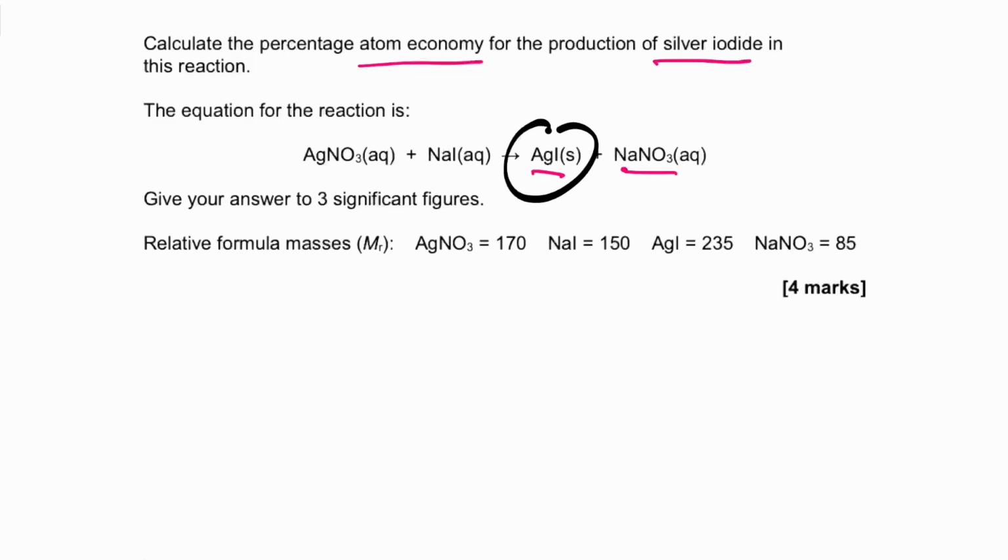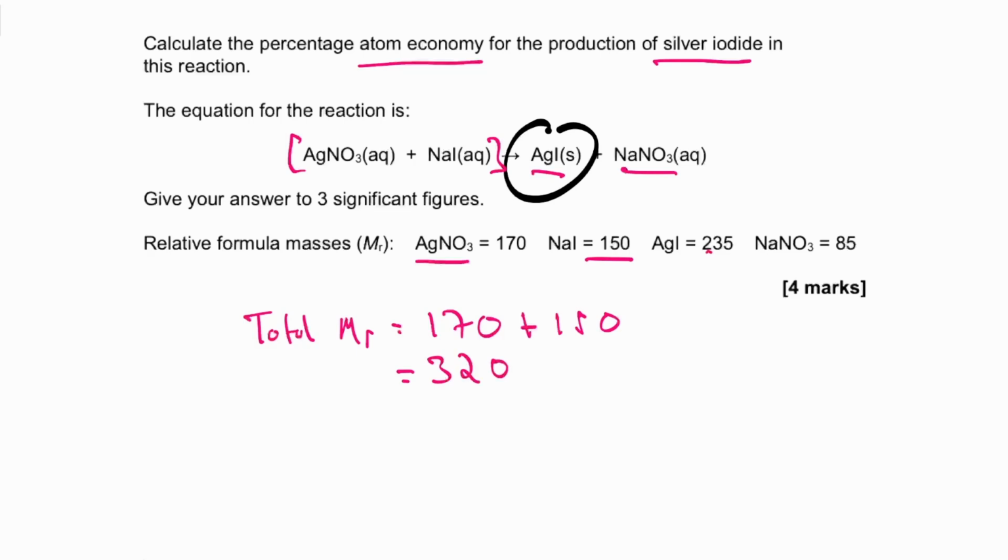What we're going to do is work out the total molecular mass. If you work out the total Mr, it is going to be 170 from the silver nitrate plus the 150 from the sodium iodide. That's what you start with and that's what you're going to end with. You remember the total molecular mass should stay the same on either side. So we get 320 here for the total.